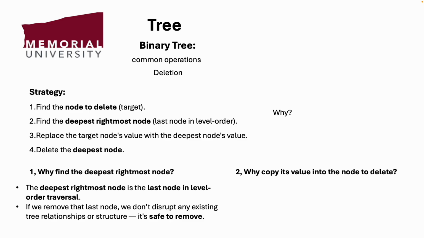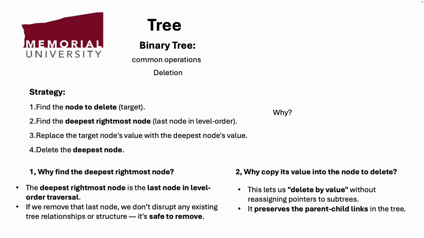Second question is why we copy this value into the node to be deleted. So we copy the value because we want to keep this node. We copy the value to the node being deleted, so it looks like this node is being deleted, but actually it's just a value replacement. Why do we do that?